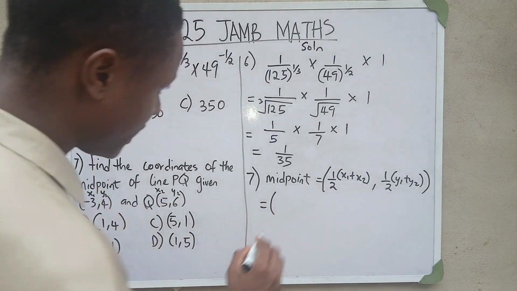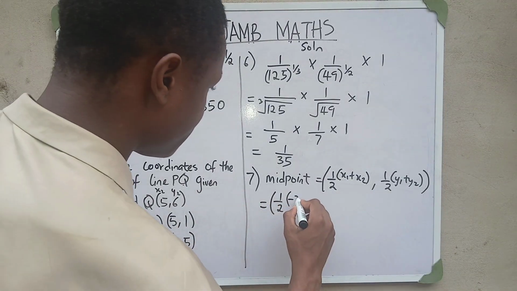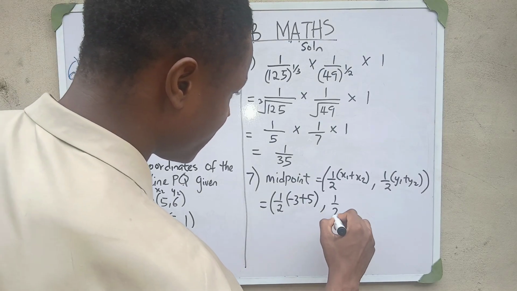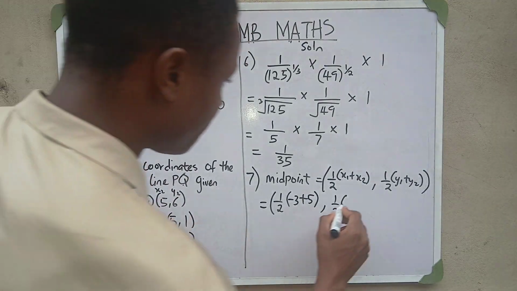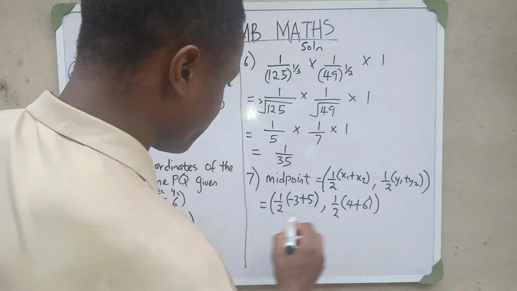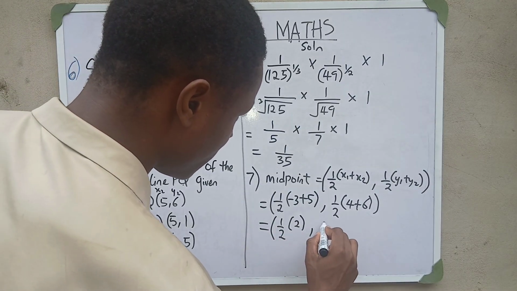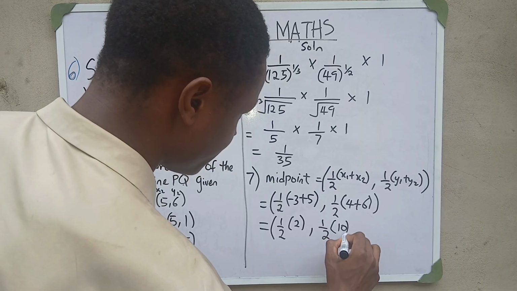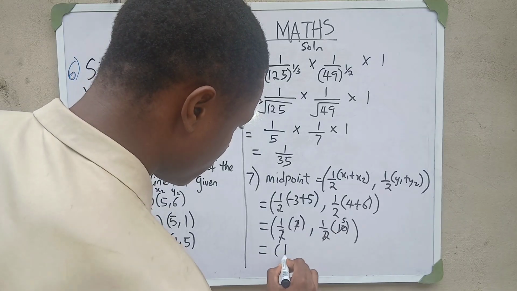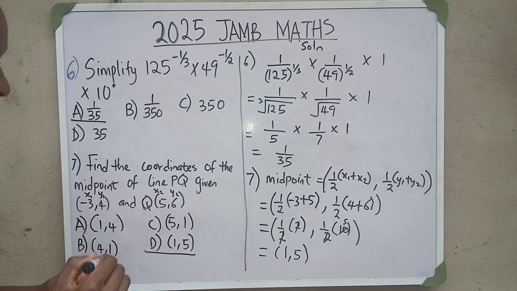So using the formula, we have 1 over 2 into, what's our x1? Minus 3, plus what's our x2? 5, comma 1 over 2 into, what's our y1? 4, plus, what's our y2? 6. So this is going to give us 1 over 2 into 2, comma 1 over 2 into 10. So this is 1, 5. So our answer is 1, 5, which is option D. So option D is the correct answer.